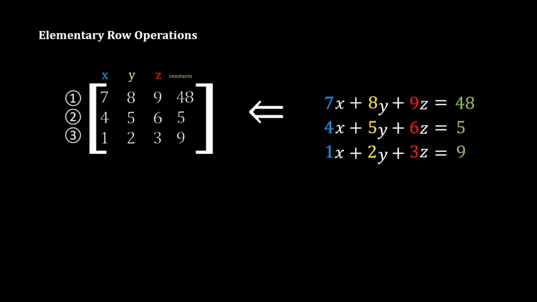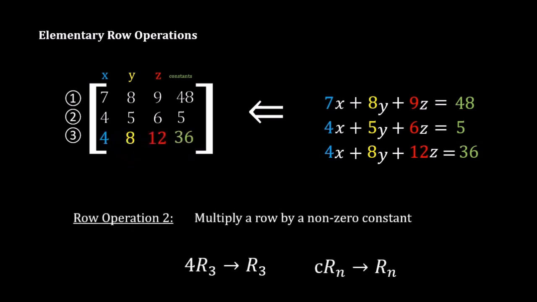In algebra, you are taught that you're allowed to multiply both sides of an equation by a number. This is an important tool for elimination or for isolating a variable. Here, we can multiply both sides of equation 3 by 4. In our matrix, this corresponds to multiplying the whole row by 4, which is our second elementary row operation, multiplying a whole row by a non-zero constant. To write this step out, we simply write 4 times row 3, store that into row 3. More generally, we would write c times row n, store that into row n, where c is some constant that is non-zero.